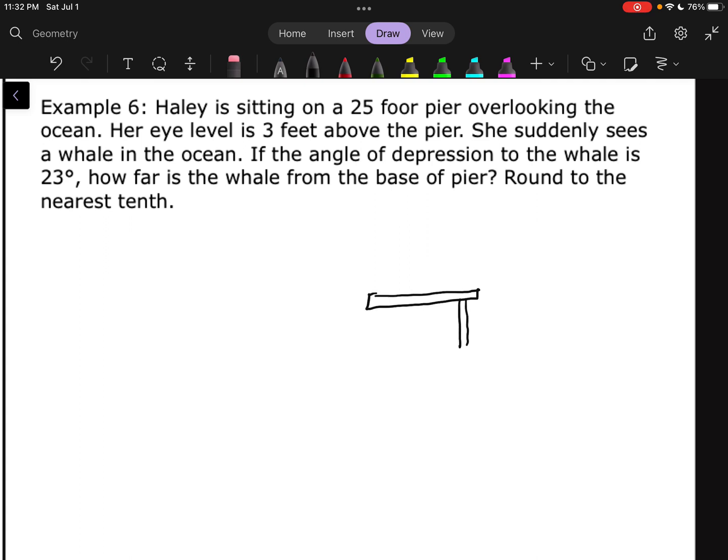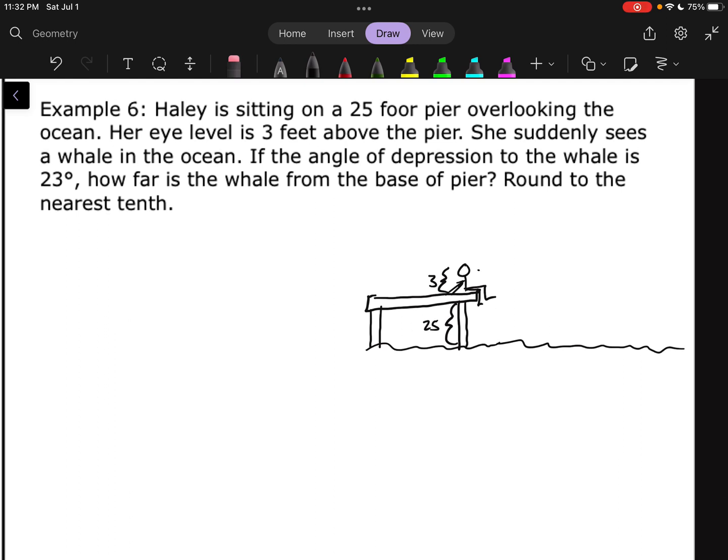Here's my pier, and the pier is kind of above the water level. And Haley is sitting here, relaxing on the pier. The pier is a 25-foot pier, and her eye level is 3 feet above the pier. Okay, so she's sitting, eye level's 3 feet, and then we know that the pier itself is 25 feet.